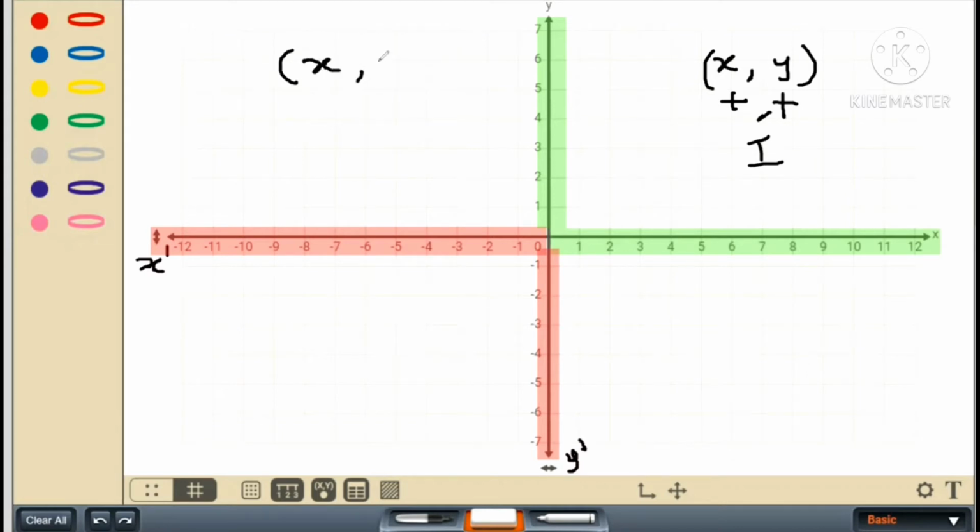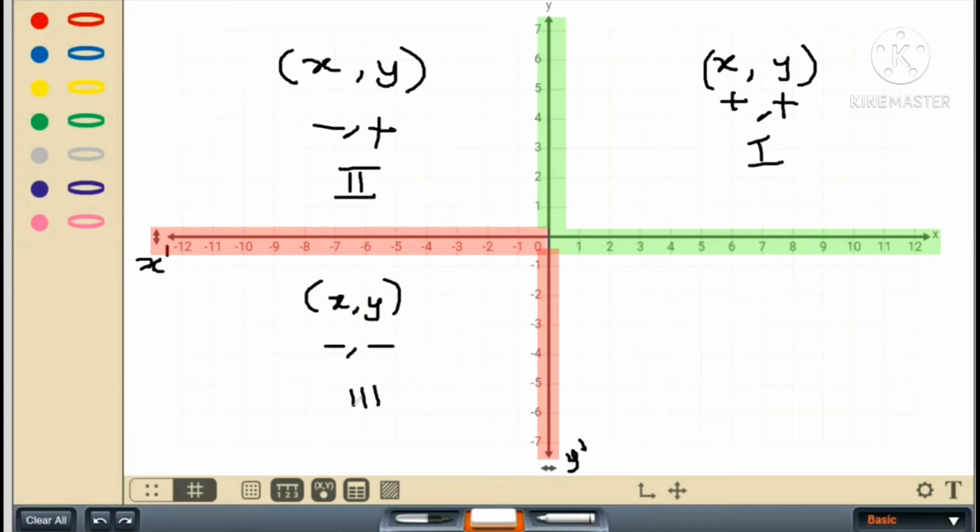Let's move to the next. Over here, for the coordinates x and y, x is negative, y is positive. So this is the second quadrant. Let's move to the next. The coordinates x, y are going to be x negative, y also negative. That is, both x and y are less than 0. So this is the third quadrant, number 3, where both x and y are negative.